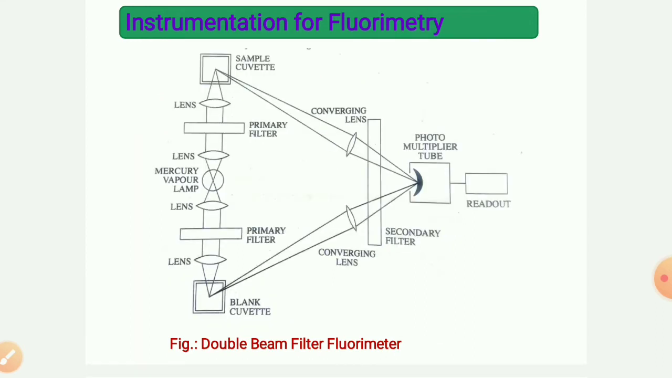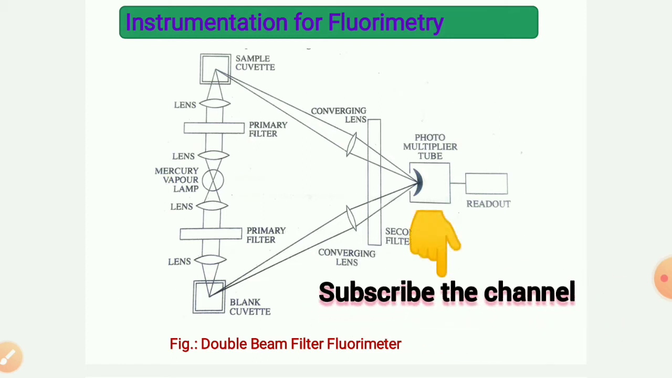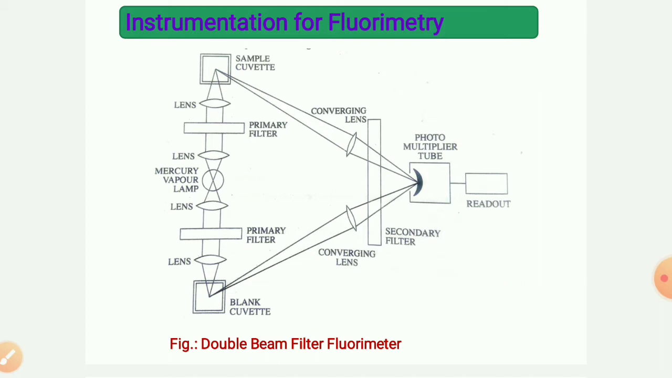Double beam filter fluorimeter. The fluorescence intensity is proportional to the intensity of irradiation, but due to voltage fluctuations, the intensity may give a wrong result. Hence, a double beam fluorimeter is used. In the double beam filter fluorimeter, two identical beams coming from the mercury vapor lamp pass into the solvent, or you can say the blank, and the sample as shown in the figure.